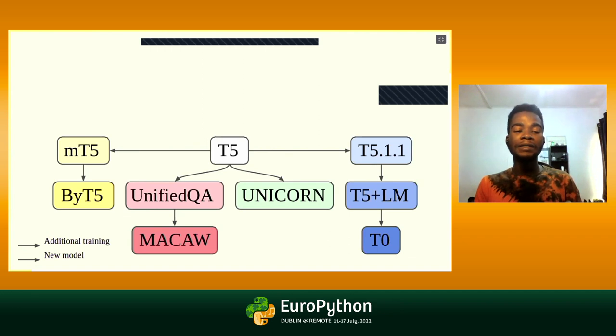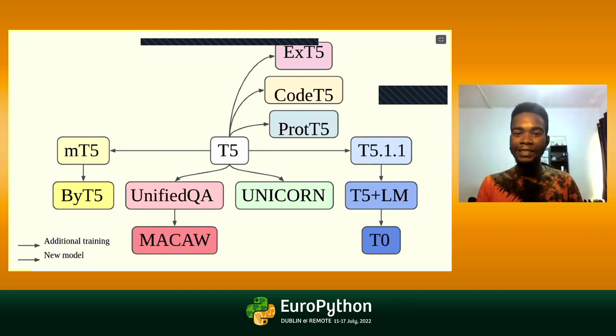And this is inspired by T5, which is simply T5 on bytes. And T5 on an extra large data set. We have CodeT5, which is T5 on a code data set. And we have another one, which is T5 for protein synthesis, right?